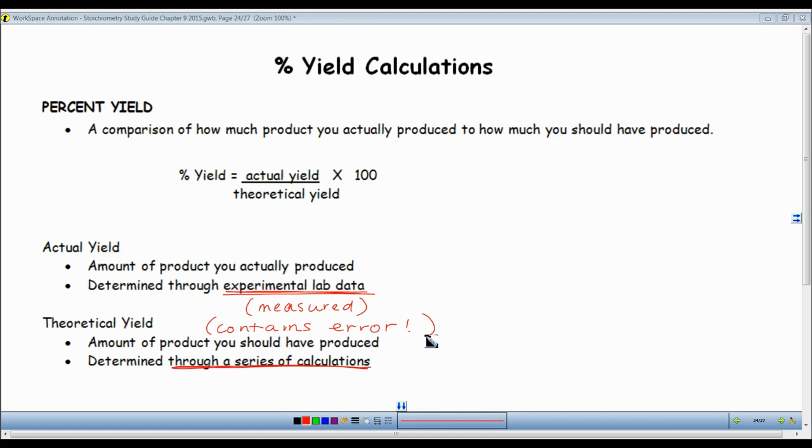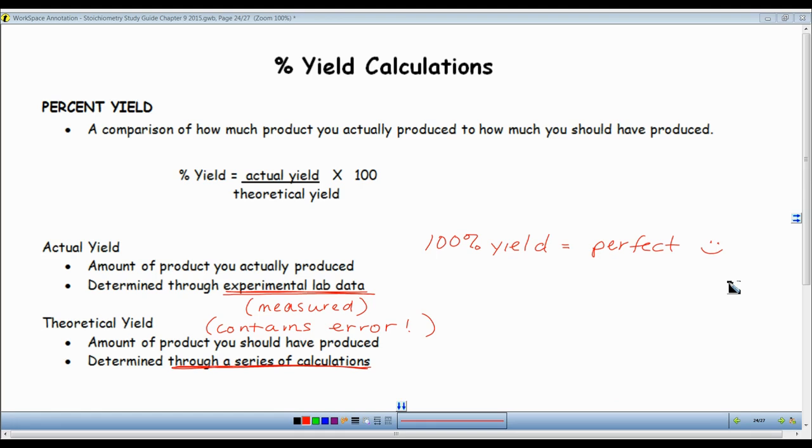And so we kind of looked at this. When you calculate your actual over theoretical times 100, you're usually in one of two categories. I guess you could be in a third if you have 100% yield. Then you're perfect. You're a perfect, flawless human being, at least in this lab you were. That means that you actually collected 100% of what you should have collected.